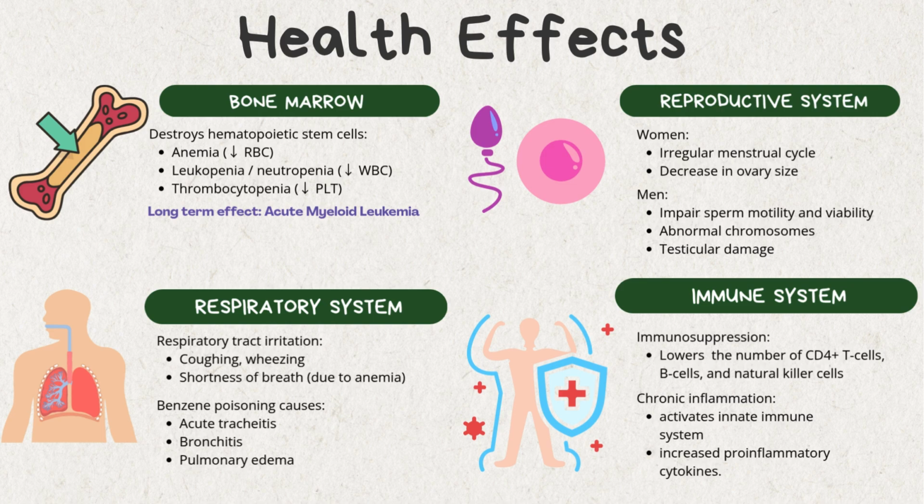For the reproductive system, benzene disrupts fertility. Women may have irregular cycles, while men can have reduced sperm quality and chromosomal abnormalities. Finally, benzene weakens the immune system by lowering CD4 T cells, B cells, and natural killer cells, making the body more prone to infections and chronic inflammation. Overall, benzene causes multi-system toxicity, with bone marrow suppression being the most serious effect.